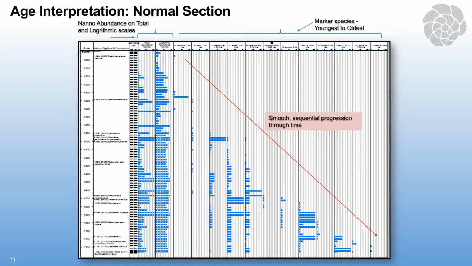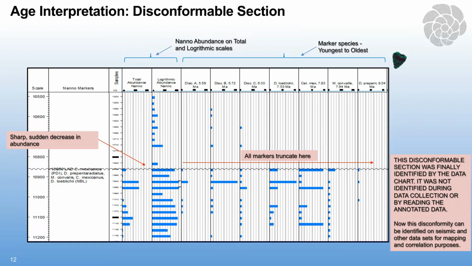For example, this is a truncated section. So again, it's the same thing: scale, comments, total abundance, and then the markers. And we have 6 or 7 markers here that all truncated in the same sample. And you can also see this sudden sharp decrease in total abundance, which is an indication that something drastic has happened in a short amount of time.